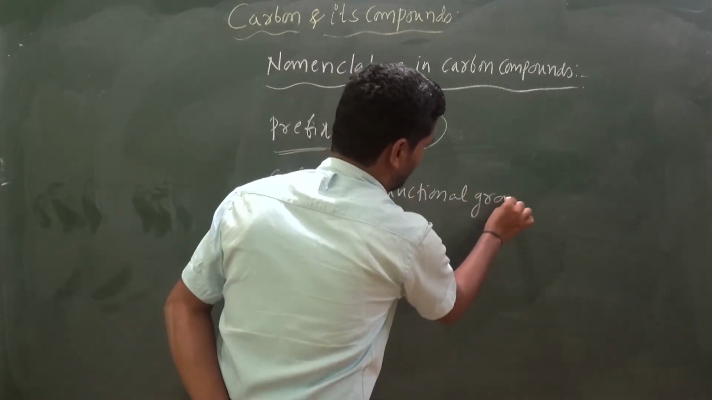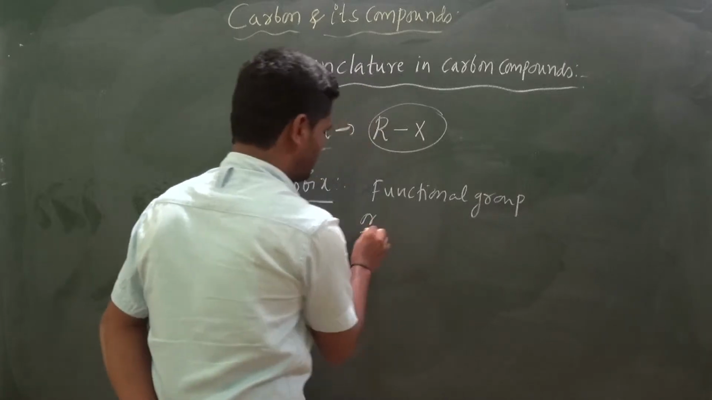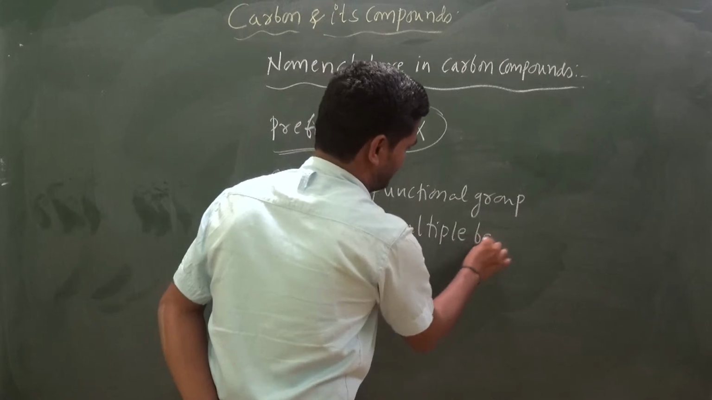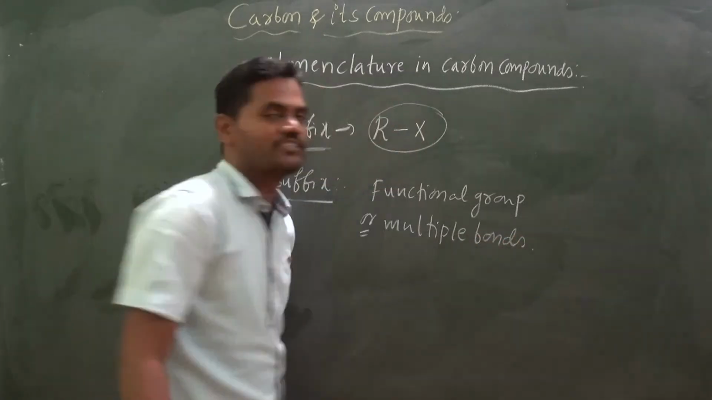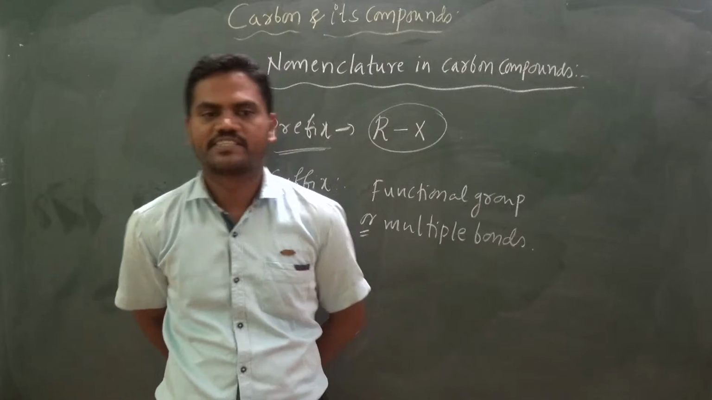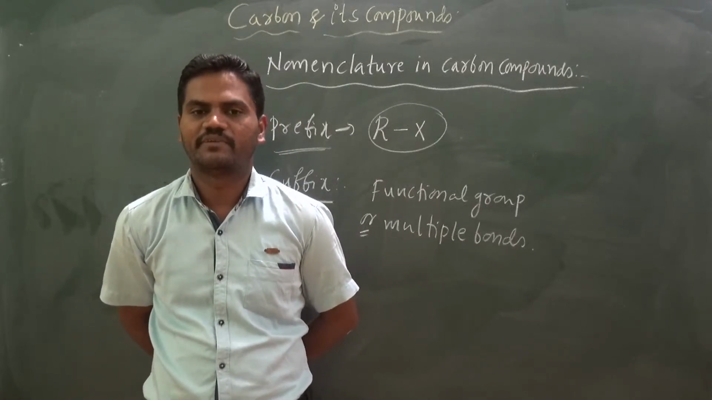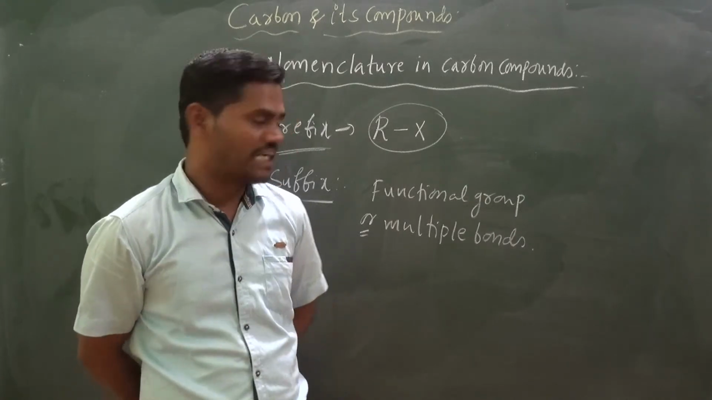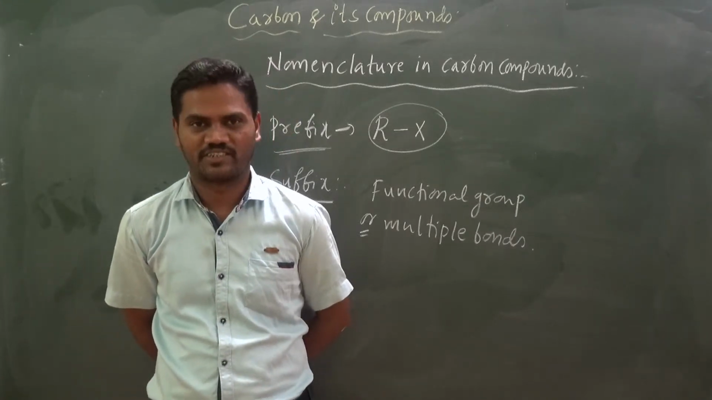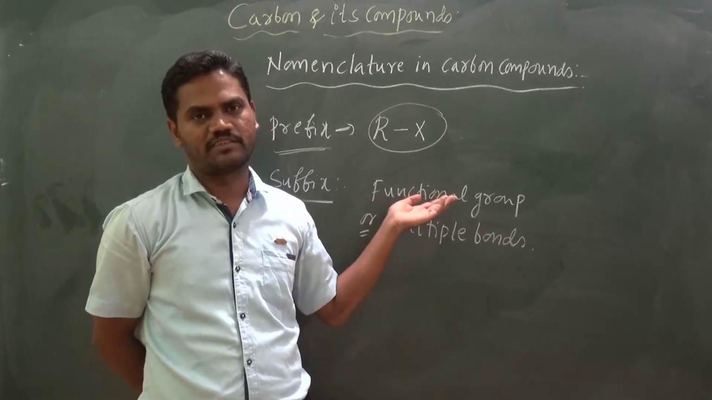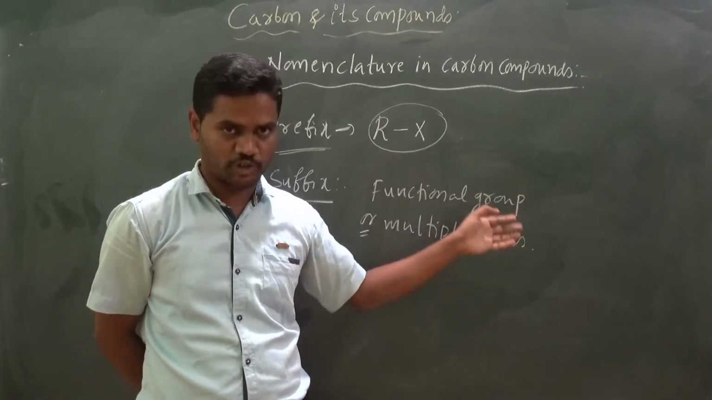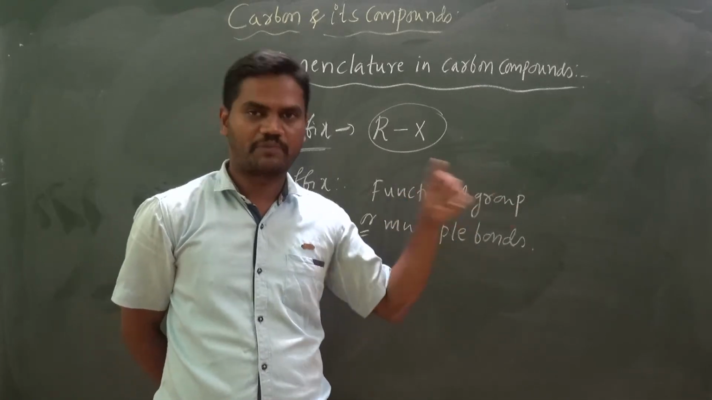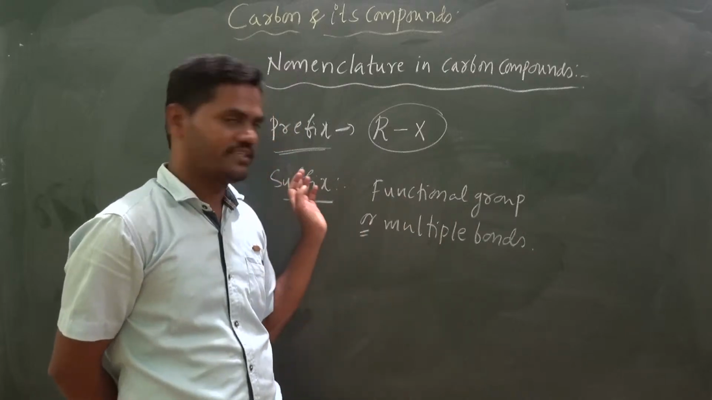If multiple bonds are present in a compound, then it is known as the suffix. Suffix is nothing but an organic compound containing the functional group or the multiple bonds. In suffix, the meaning is that if an organic compound contains any functional group, or a carbon-carbon single bond, or carbon-carbon double bond, or carbon-carbon triple bond, then it belongs to the suffix also.